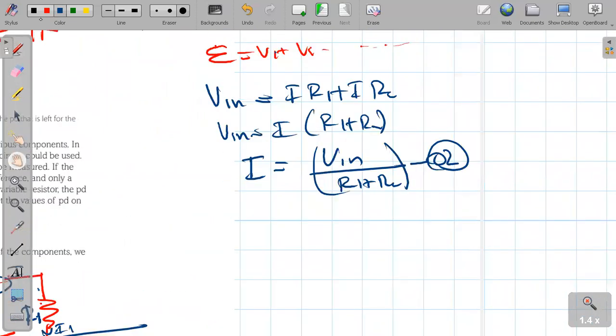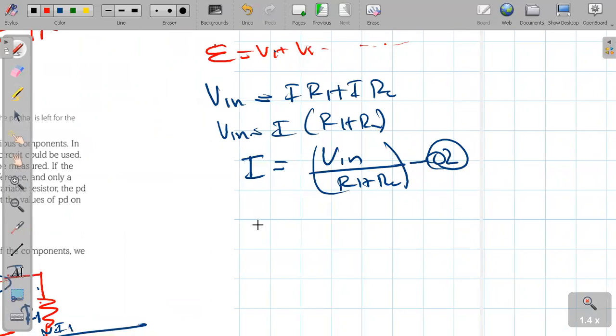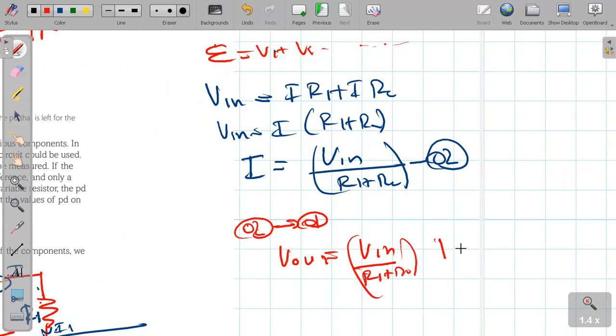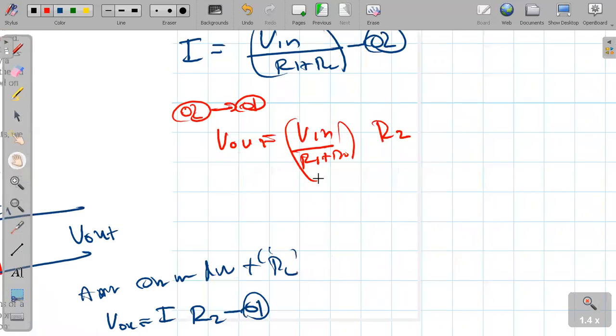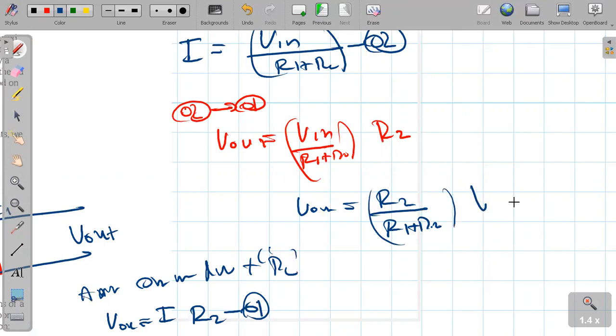So what can I do now? Substitute equation number 2 into equation number 1. So V out equals V in over R1 plus R2 times R2. Now this looks really weird, so I have to just make it easy. V out equals R2 over R1 plus R2 times V in. This is my finalized equation. Understand?